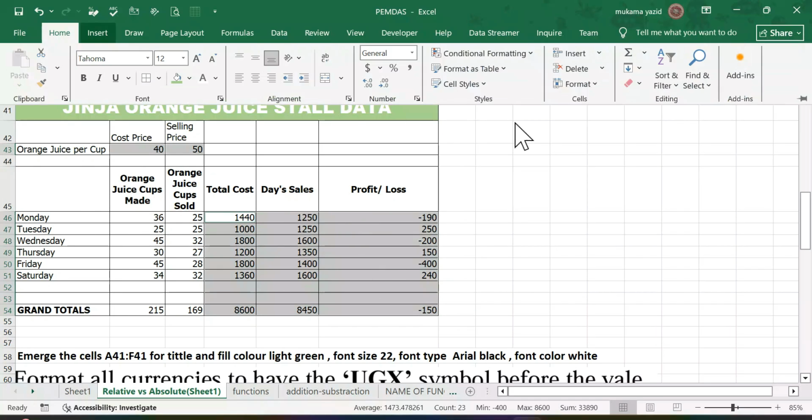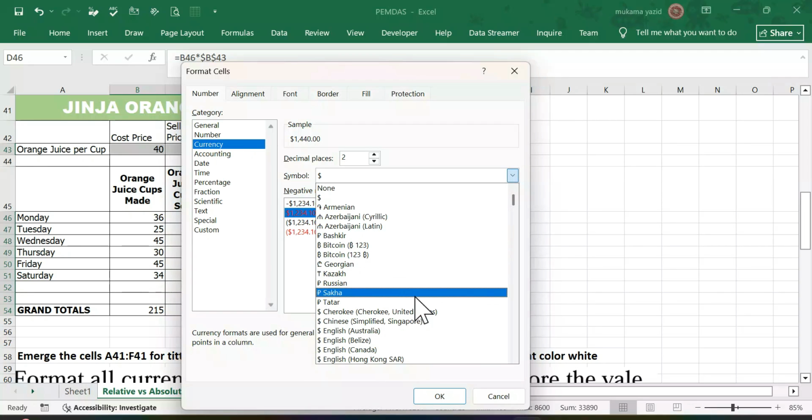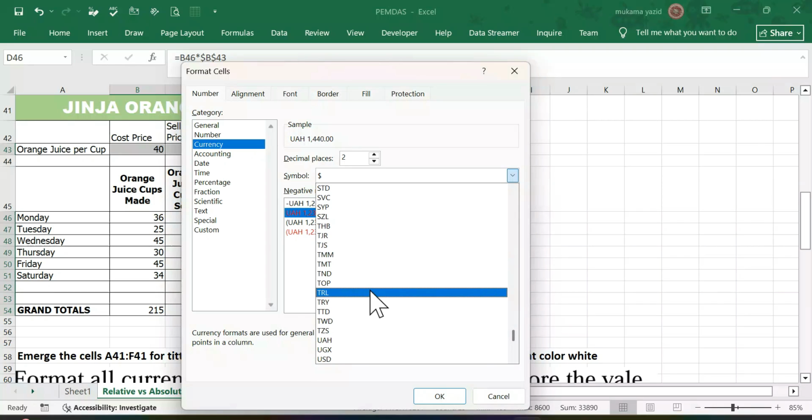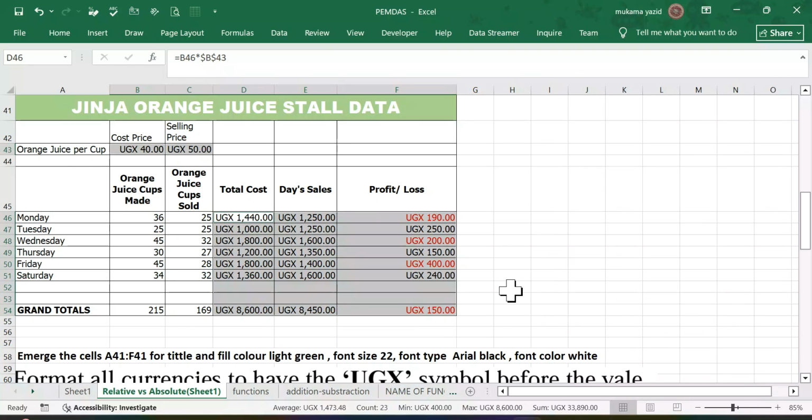Then we go to the Home tab, Number, we click on this launcher button, we select Currency, and we select this format, and we go to Symbol. They said we use this symbol. Where is it? Yes, this is the symbol. We select that one. The reason why I changed the format is because I didn't want to show negative.